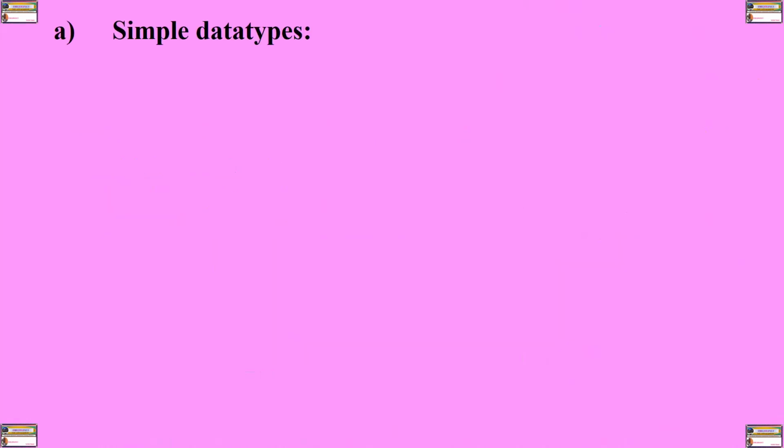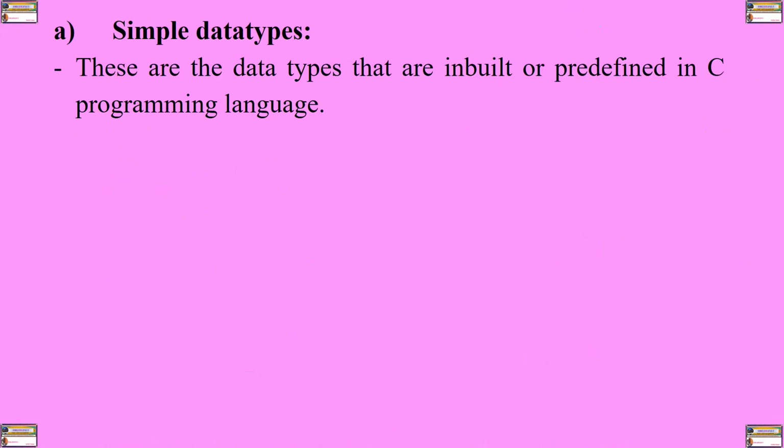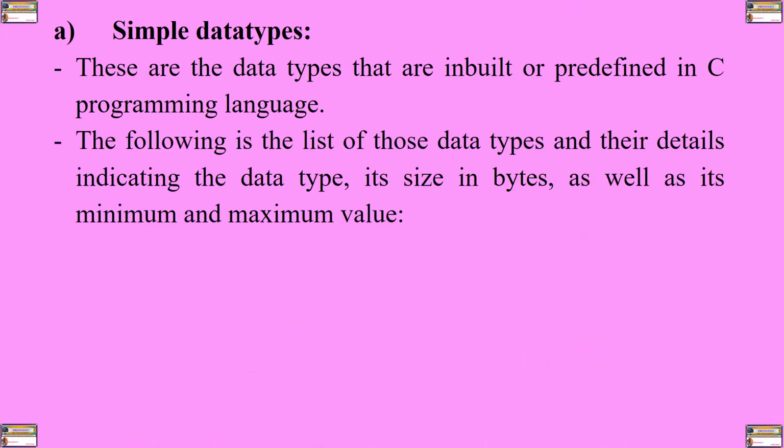So what are simple data types? Simple data types are simply those data types that are inbuilt or predefined in the C programming language. So the following is a list of those data types that are already known by the compiler, and their details indicating the data type, the size in bytes or how big or small that data type is, as well as its minimum and maximum value.